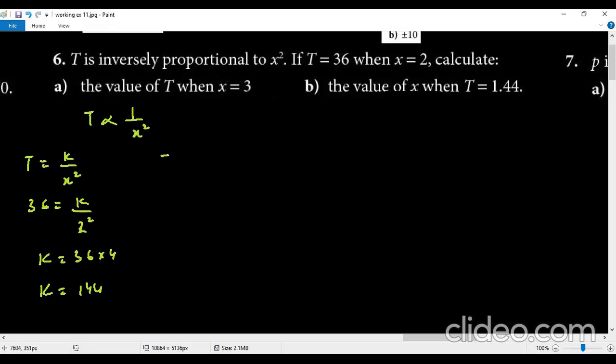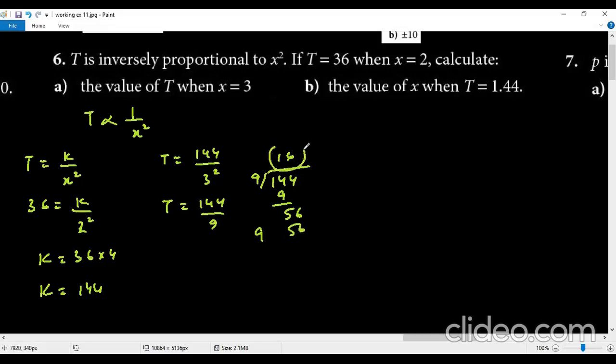So the value of t is 144 divided by 3 square. So t is 144 divided by 9. 9 times 1 is 9, 9 times 6 is 54, that means 16. T is going to be 16.